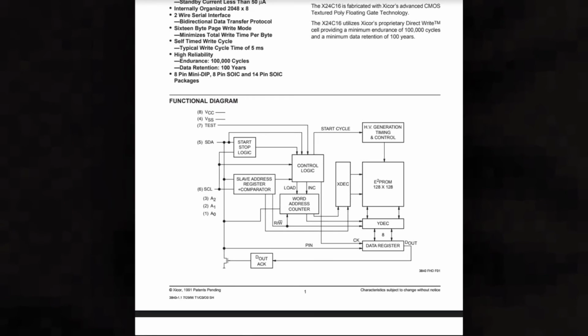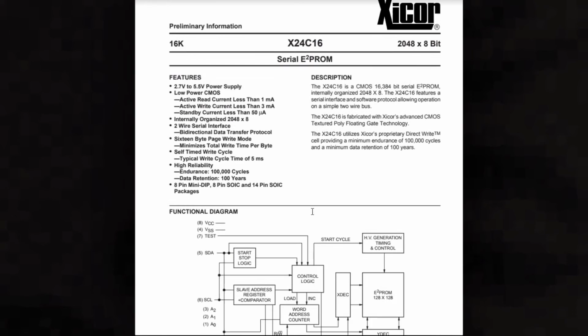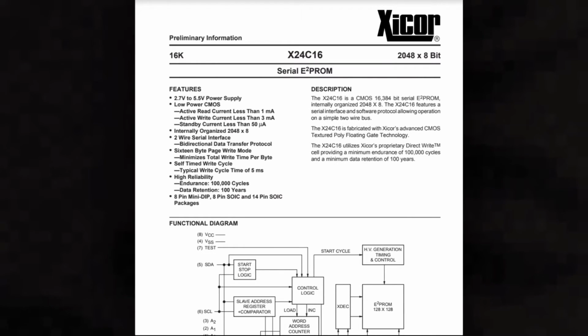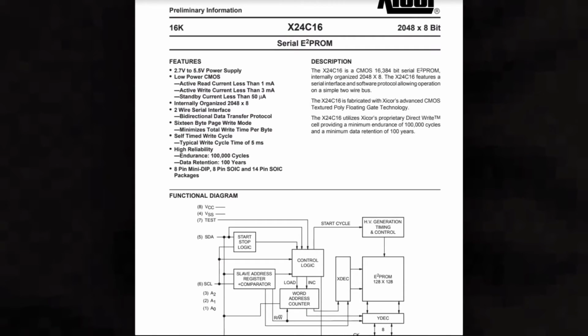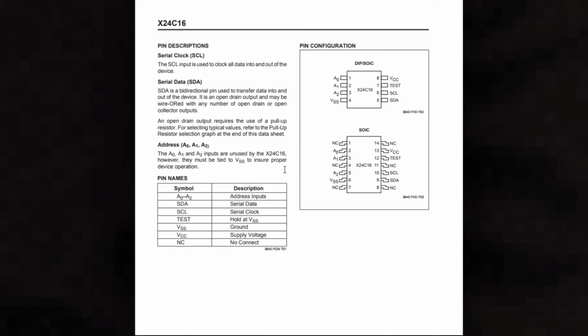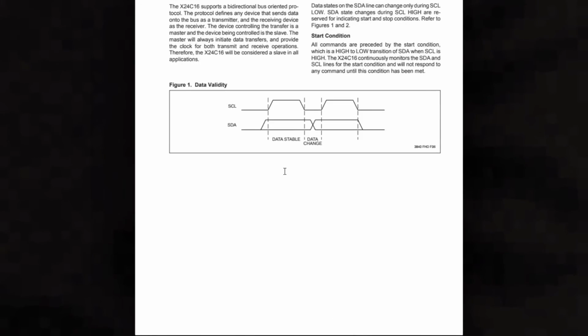To communicate with an actual device, we're going to have to take a look at the datasheet to find out what sort of messages it understands. For this test, I will use the X24C16 EEPROM, which has 2048 bytes of memory. The commands I want to implement are write byte and read random byte. The datasheet specifies the write command like this.